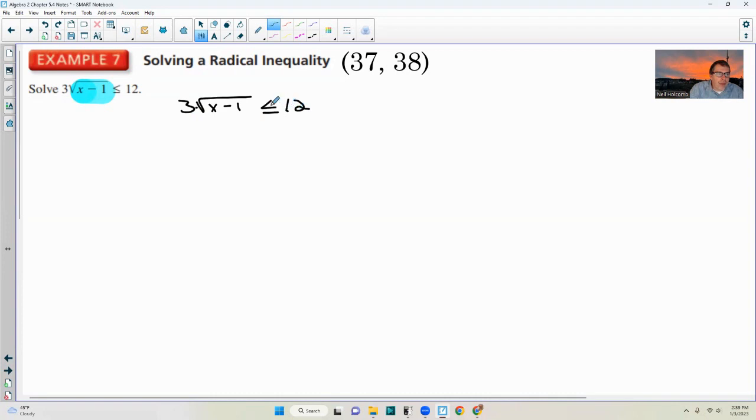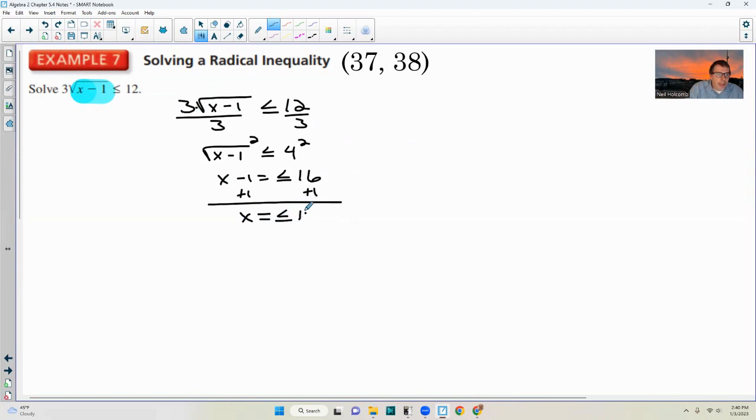So with inequalities, it's the same as equations. Isolate the radical by dividing both sides by 3. That will leave me with the radical all by itself, less than or equal to 12 divided by 3, which is 4. Now we square both sides, and I get x minus 1 is less than or equal to 16. Add 1 to both sides. So actually, this is a really simple, very basic procedure, and we get x is less than or equal to 17.